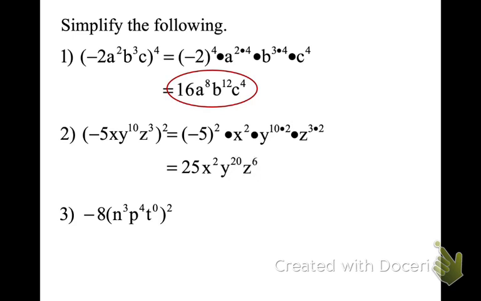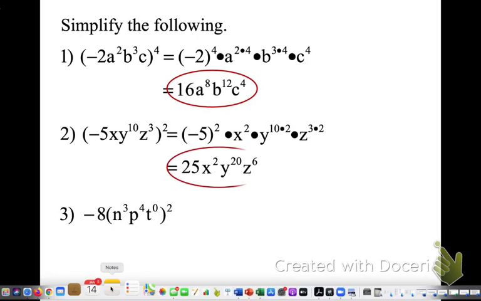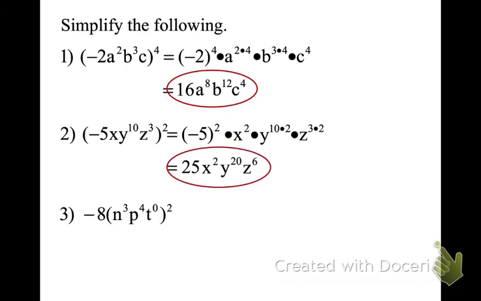All right, next one we're doing negative 8n to the 3rd. Oh, sorry. Actually, I don't know why I said that, because negative 8 is not to a power. Notice it's not inside the parentheses. So we're going to do negative 8, and then we're going to do n to the 3rd times the 2nd power.